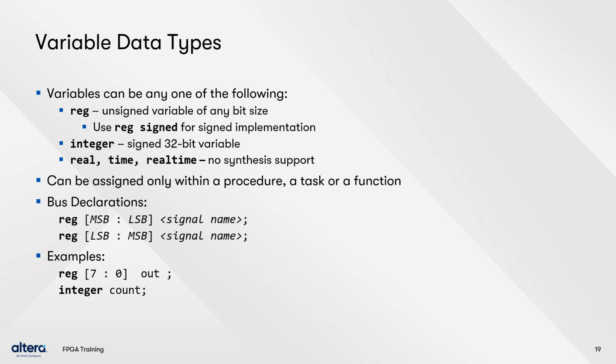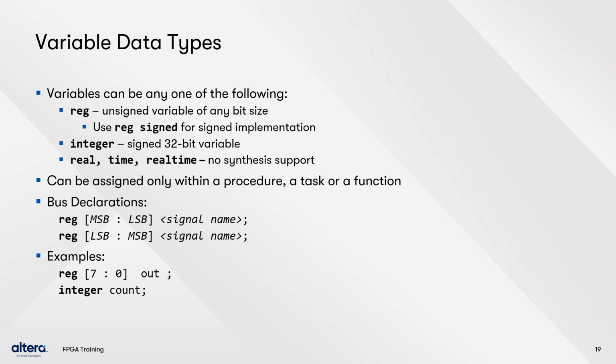Variable data types represent temporary storage. They can be of type reg, integer, real, time, and realtime. Reg type is a variable of any bit size. Adding the signed keyword will invoke signed implementation. Reg type does not necessarily refer to a physical register. Actual implementation will depend on usage.